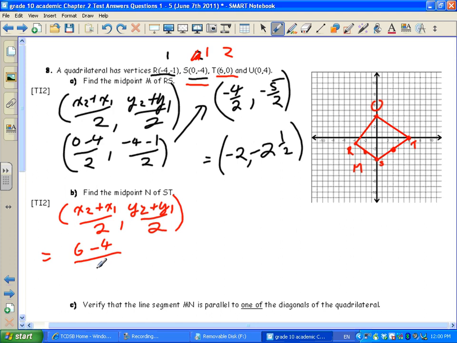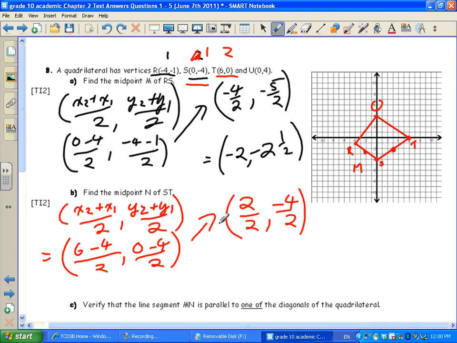Okay, 6 minus 4 is 2. Y2 is 0. And Y1 is negative 4. We're just going to go over here so we have space. 6 minus 4 is 2. 0 minus 4, negative 4 over 2. So midpoint between ST is 1, negative 2. So we have our two midpoints. This could be also written as 2.5.